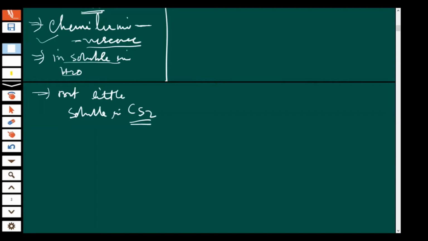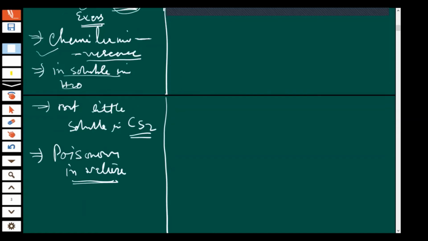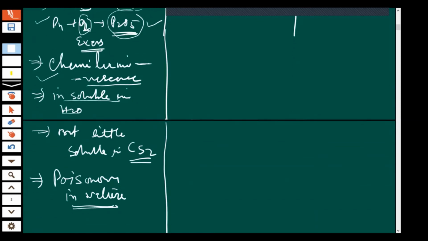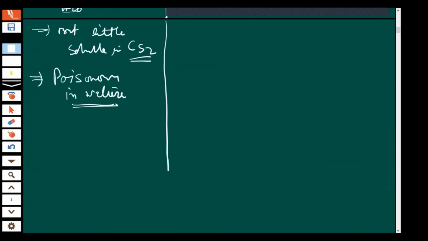Okay, children. So this is the thing which you have to note down. Glow in dark, I told you already, chemiluminescence. And poisonous in nature, highly poisonous, definitely highly reactive. Yes. So this is the position of white phosphorus.